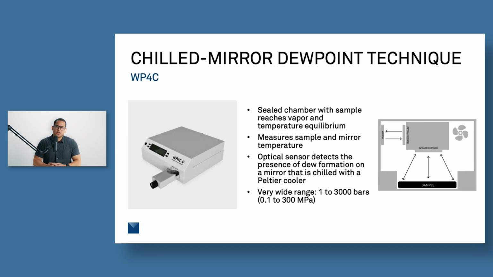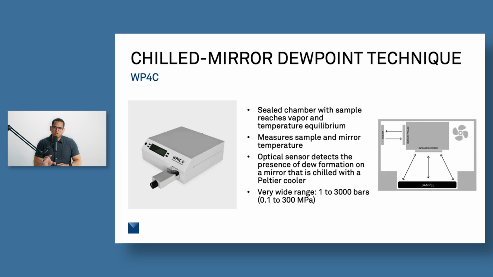And the way this works is you're going to have a sealed chamber, and you're going to take a sample and seal that in a chamber, and you're allowing that chamber to come into vapor equilibrium and temperature equilibrium with that sample. And that vapor equilibrium is going to be governed by the water potential of that sample. And so then what we're going to do is measure the sample and mirror temperature. So what we have in there is a chilled mirror that we're cycling the temperature of using a Peltier cooler, and an optical sensor monitoring that mirror to see when dew forms.